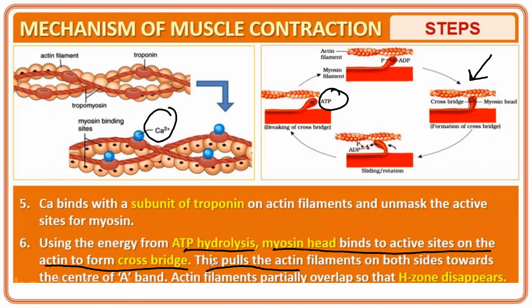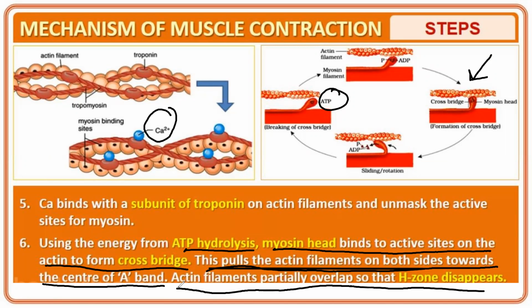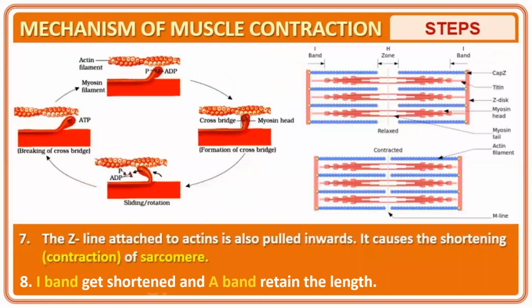This will pull the actin filaments on both sides towards the center of the A band. Now the actin filaments partially overlap, so the H zone will disappear. Because of the pulling of actin, the H zone will disappear. Next, the Z line attached to the actin is also pulled inwards. You can see over here in this diagram the contracted and the relaxed muscle.